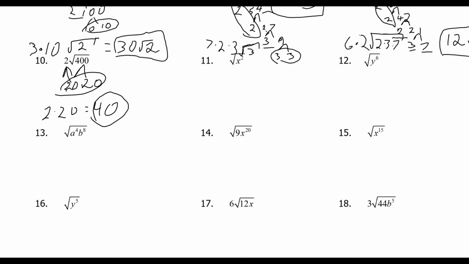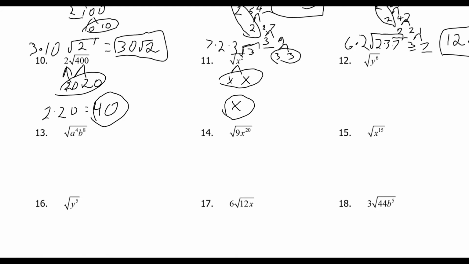Okay, so now we're moving on to variables. And how are we supposed to deal with these variables? Well, same way that we deal with our numbers. So on this one, what we're going to do is we're going to break apart the x squared, and that's just x times x. Hey, that's a pair. So we've got x is the answer.